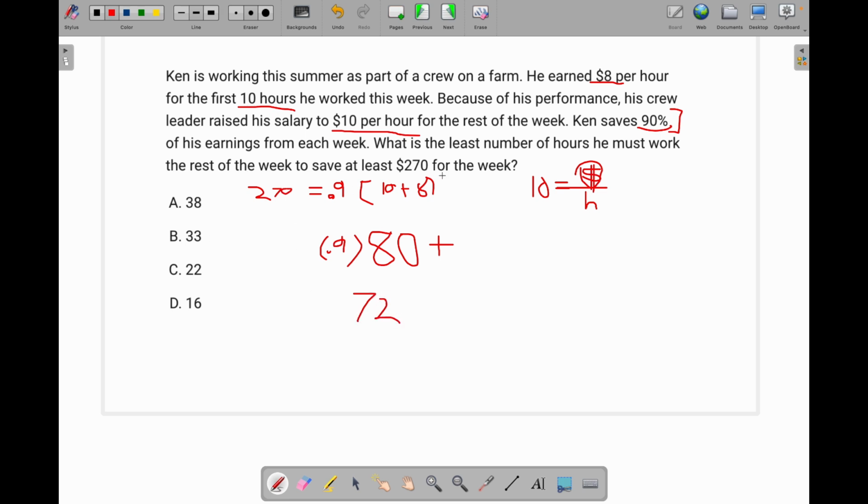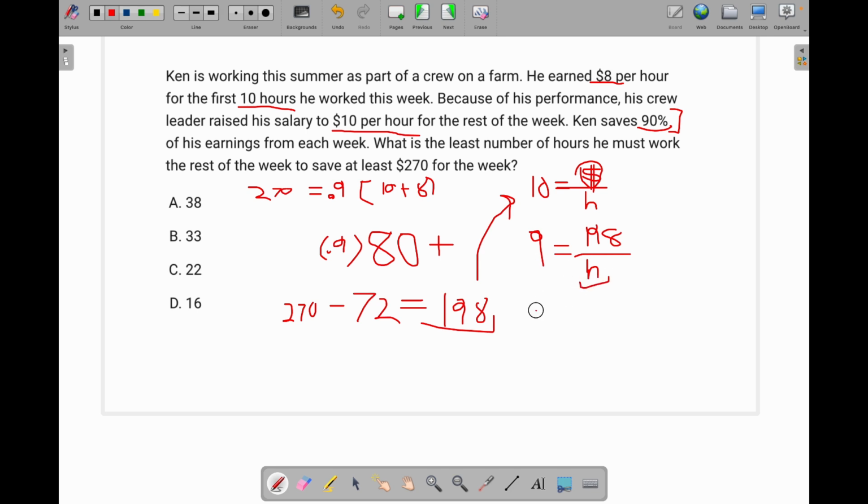From this, we now know that he needs to save 270 minus 72. Meaning he needs to work till he makes $198 more dollars. And this is going to come from his $10 hourly rate. But this $10 hourly rate is 0.9 because you're taking 90% of it. So it's going to be 9 is equal to 198 divided by some hours. And this is hours for the rest of this week. And this is what we're looking for.